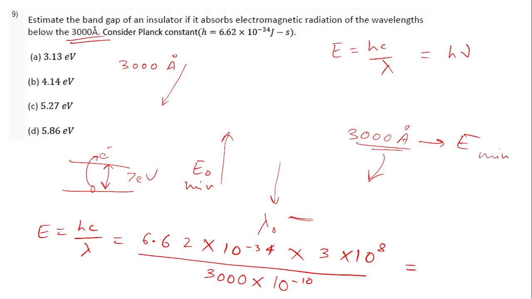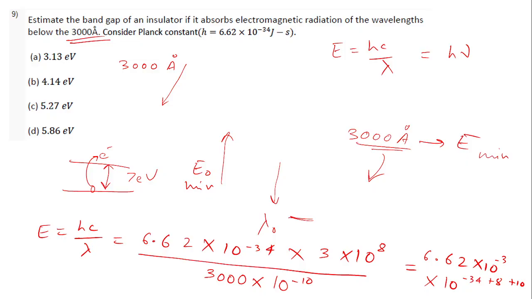So when we do this calculation, we get 6.62 times 3 divided by 3000. This will be 6.62 times 10 to the power minus 3, and then we have 10 to the power minus 34, 10 to the power 8 and 10 to the power minus 10. That means the exponent will be minus 34 plus 8 plus 10. Okay, let's do this.